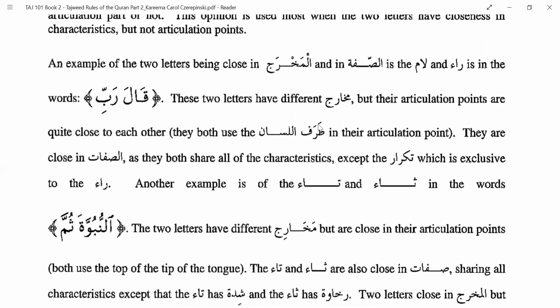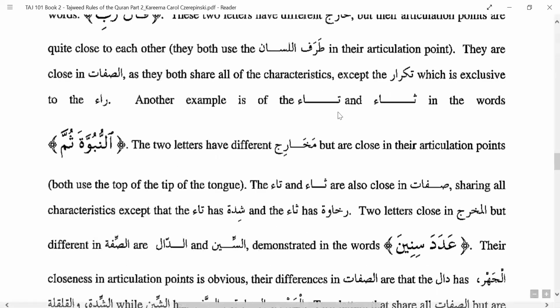Like for example, two letters which are close in makhraj and in sifat, like lam and ra. If you remember the makhraj lessons, you can see the diagram where lam and ra makhraj is very close. Okay, but their makhraj is different. It's not the same, it's just close. They use taraful lisan, the sides of the tip and the sides of the tongue. They are close in sifat. They both share all characteristics except for one, which is takrar, which is there only in ra. It is not there in lam. So even sifat wise, they are close.